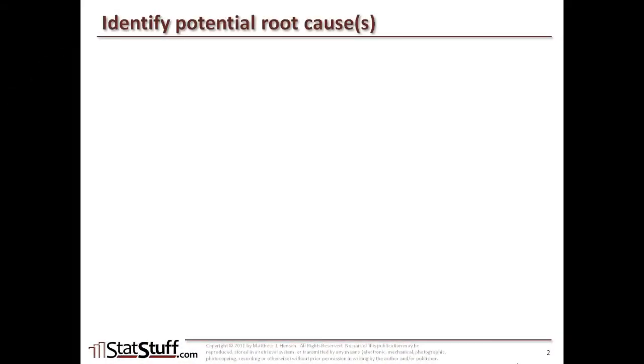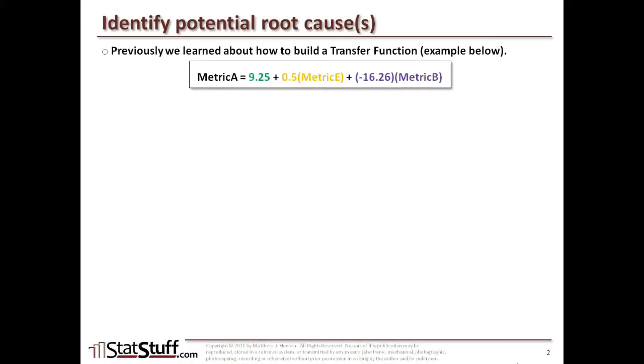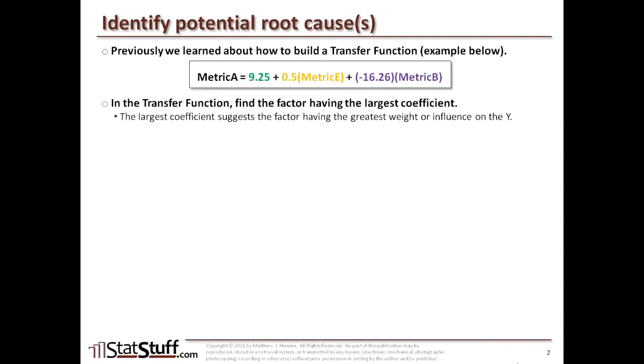Well, in a previous lesson we had talked about how to build the transfer function like the example that we're seeing below. So in this particular transfer function, what we want to look for is the factor that has the largest coefficient. Now the largest coefficient would suggest the factor would have the greatest weight or the greatest influence on the overall y because it has that multiplier in front of it.